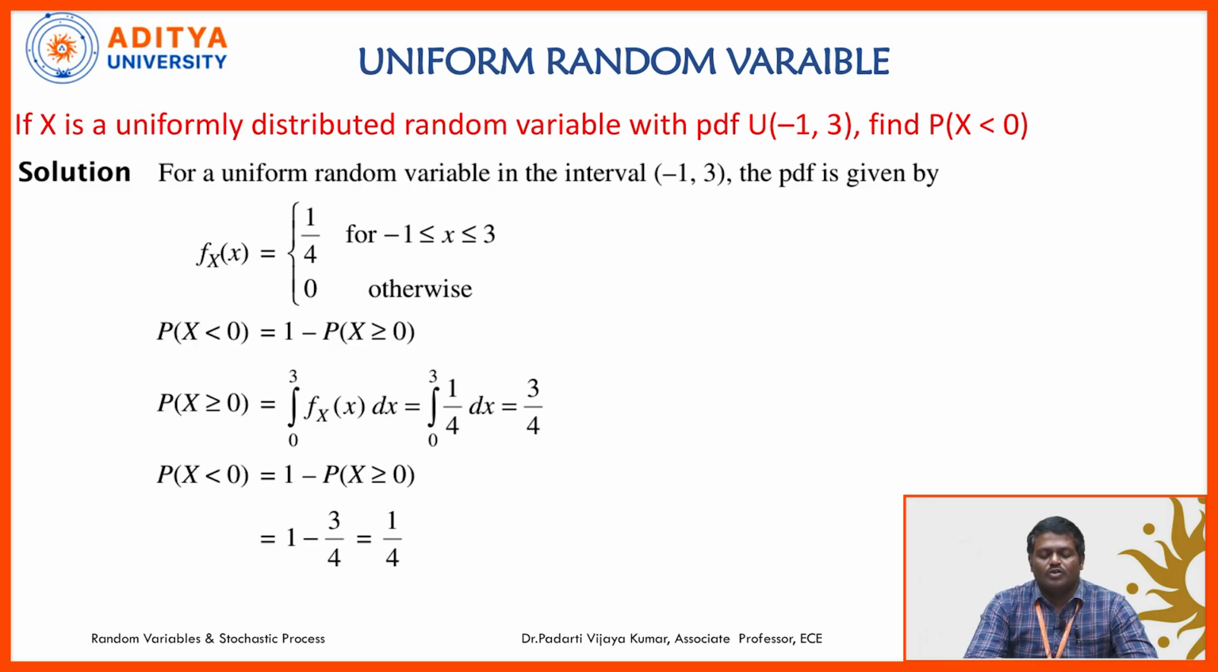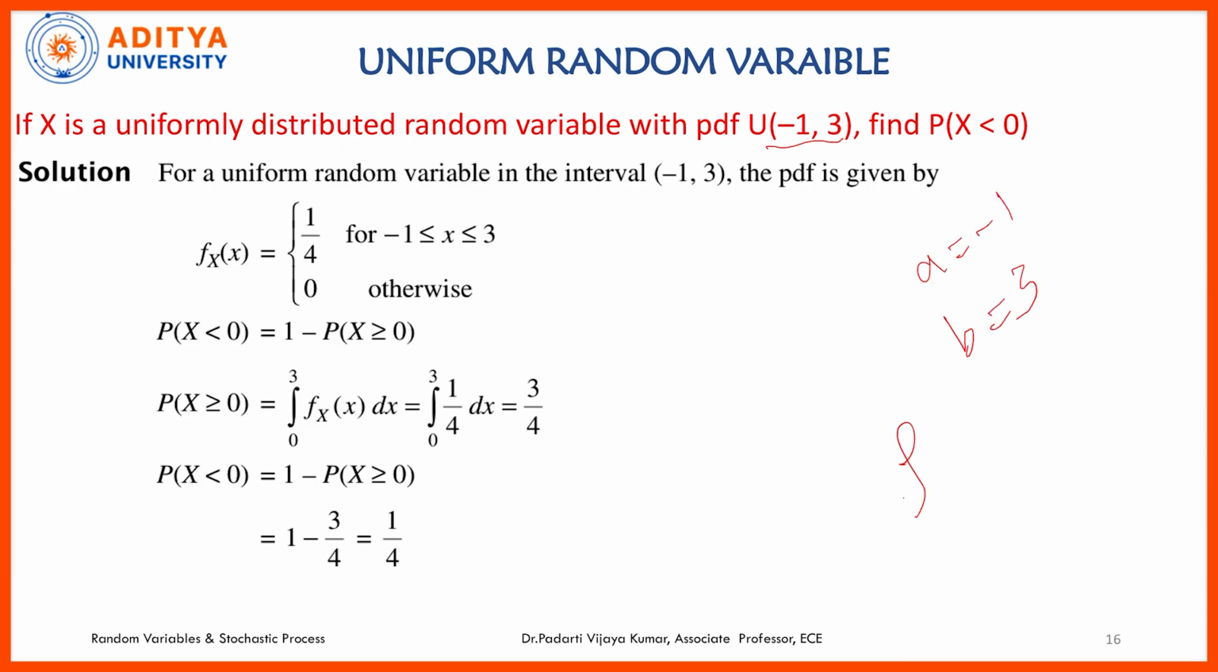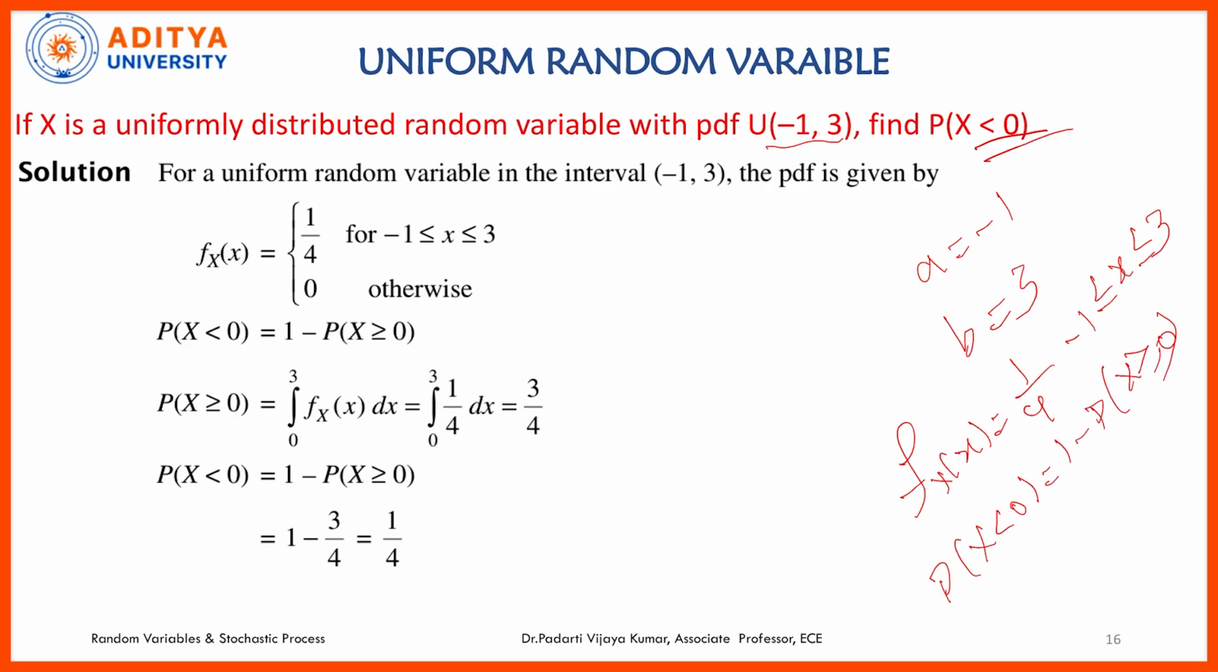Similarly, x is a uniformly distributed random variable with the density function given as -1 to 3. That means a is equal to -1, b is equal to 3. So fx of x is equal to 1 by b minus a, 1 by 4, -1 less than x less than 3. He is asking us to calculate probability of x less than 0. Probability of x less than 0 is 1 minus probability of x greater than or equal to 0. So x greater than or equal to 0 means 1 minus 0 to 3. The limits are from the limits you can use here 1 by 4 dx, we will get 1 by 4.